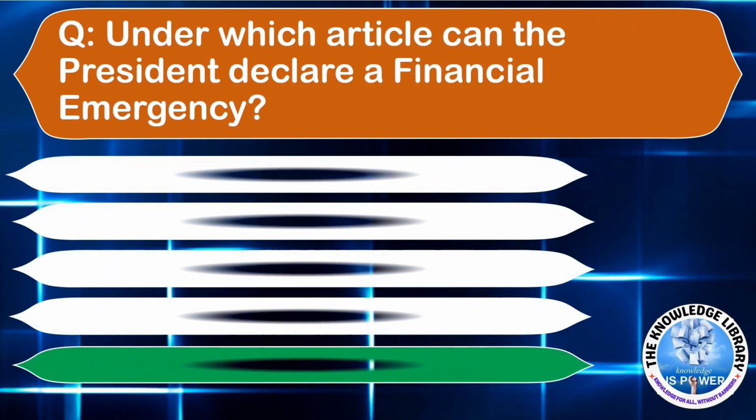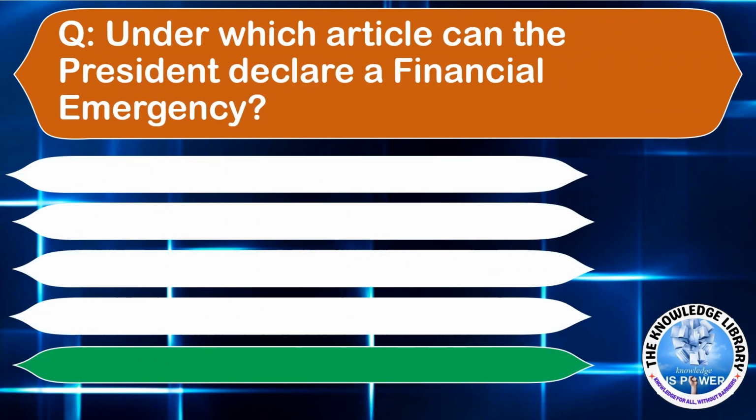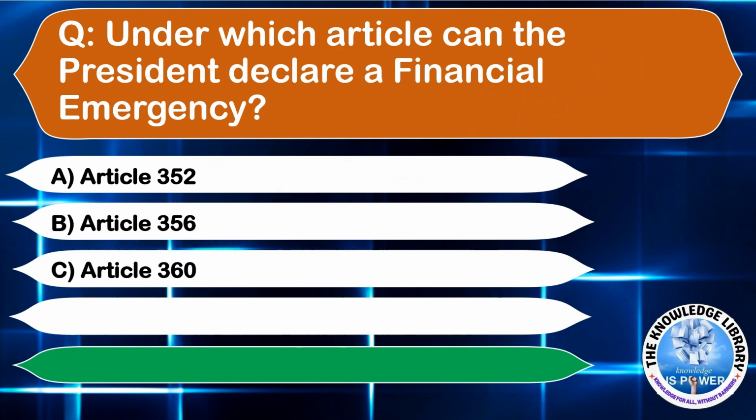The next question is, under which article can the President declare a financial emergency? Option A, Article 352. Option B, Article 356. Option C, Article 360. Option D, Article 370. Correct answer is option C, Article 360.